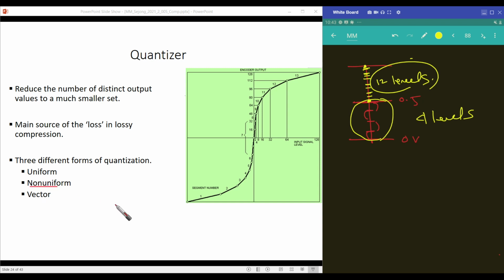And the example that we did, where everywhere we have equal distributions, is called uniform quantization. Now why do we need this non-uniform quantization?